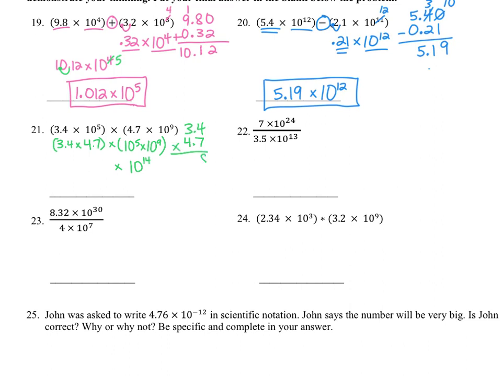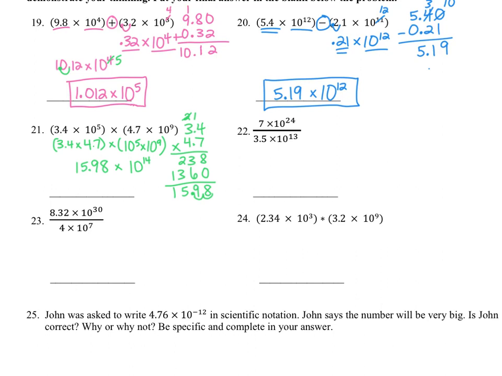4 times 7 is 28, carry the 2. 3 times 7 is 21, plus 2 is 23. Bring a 0 down. 4 times 4 is 16, carry the 1. 4 times 3 is 12, plus 1 is 13. And then you add 8 plus 0 is 8, 3 plus 6 is 9, 2 plus 3 is 5, and 1 plus 0 is 1. Now for the decimal point, I have 2 digits to the right of the decimal. So down here, it's 2 digits to the right of the decimal. So I get 15.98 times 10 to the 14th.